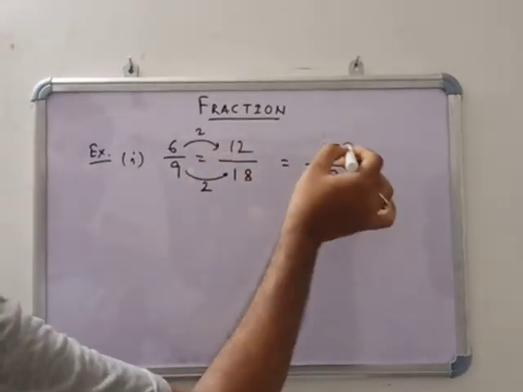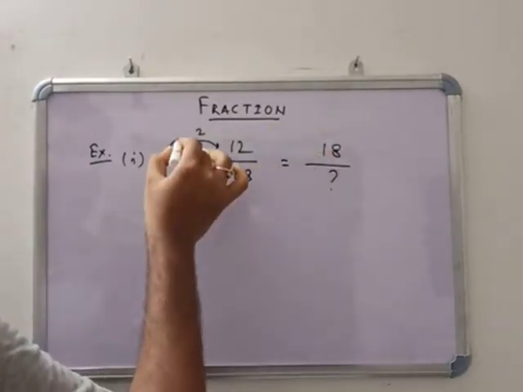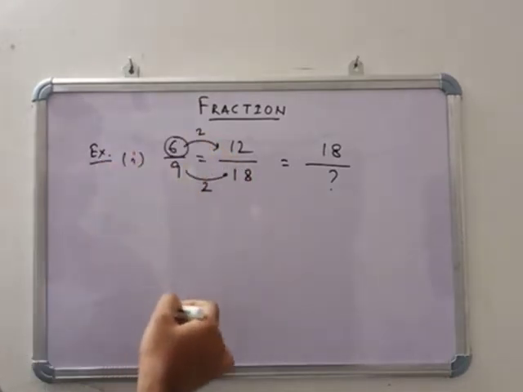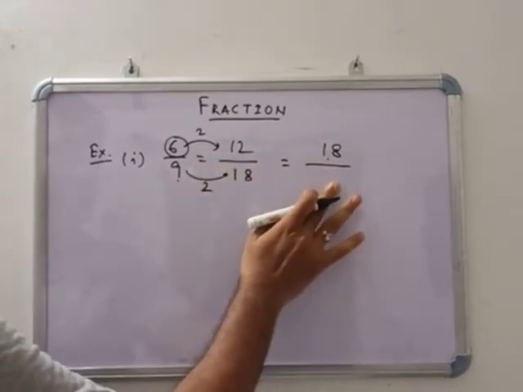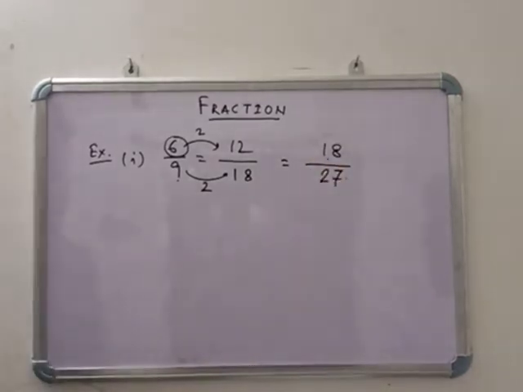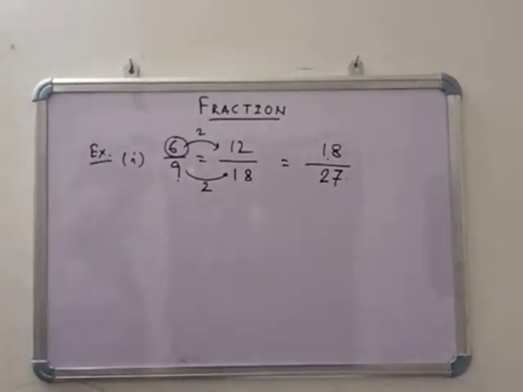Similarly, see that this numerator is 18. If we multiply 6 by 3, we get 18. Similarly, we have to multiply 9 by 3. That means this is 27. So this is the process for finding the missing number in an equivalent fraction.